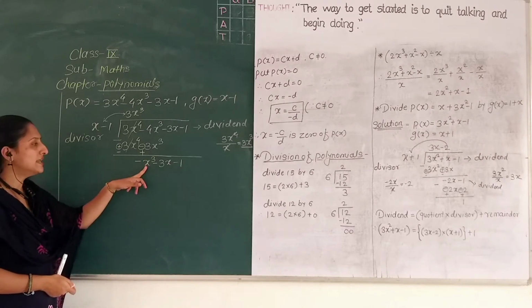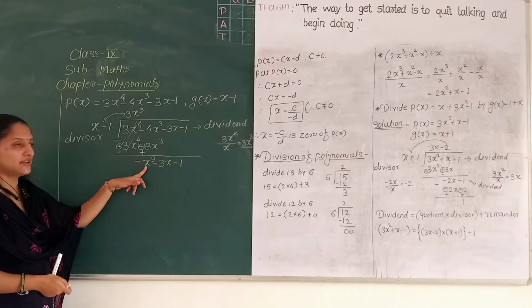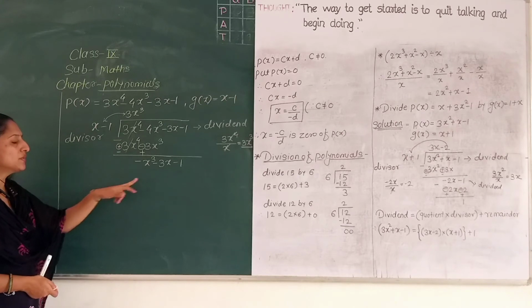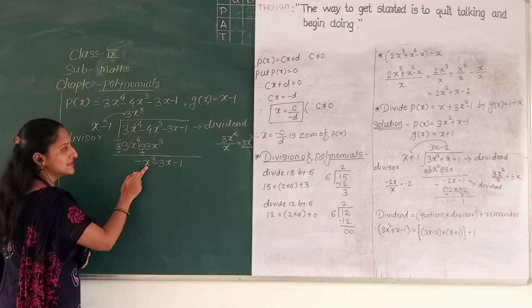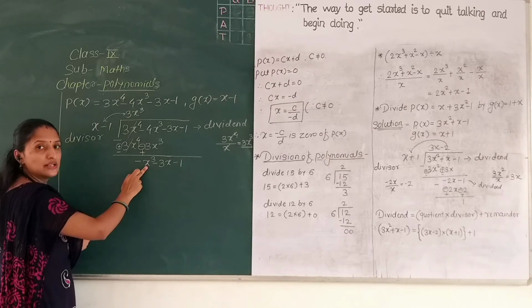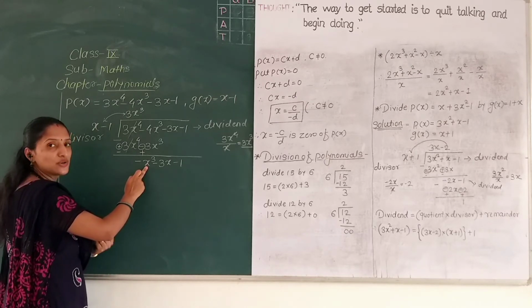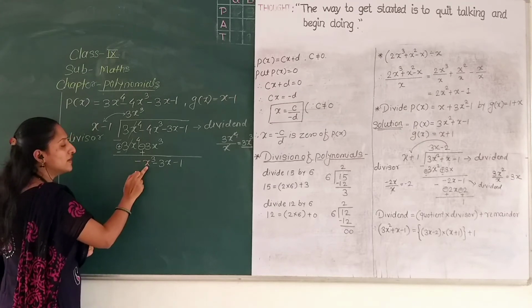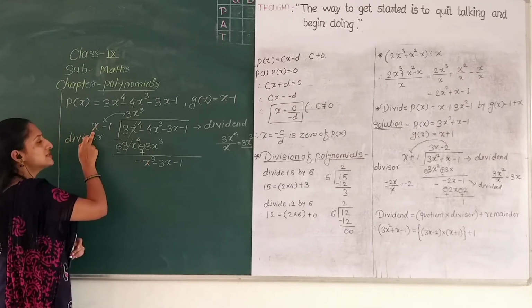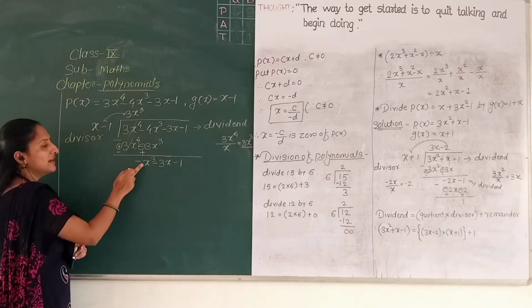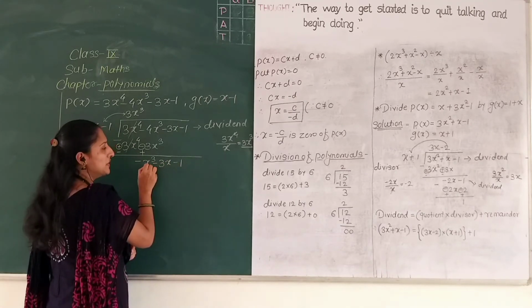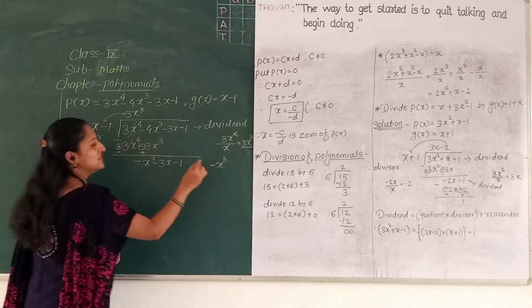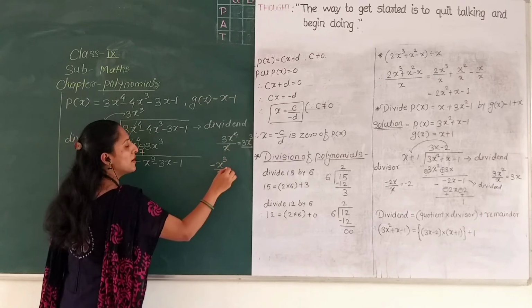Now the degree of this new dividend is greater than the degree of the divisor, which is 1, so we can take the division. Okay. Now our new dividend is this, so we find the next quotient. For this, again divide the first term of the new dividend, which is negative x cube, by the first term of the divisor, which is x. So negative x cube upon x.